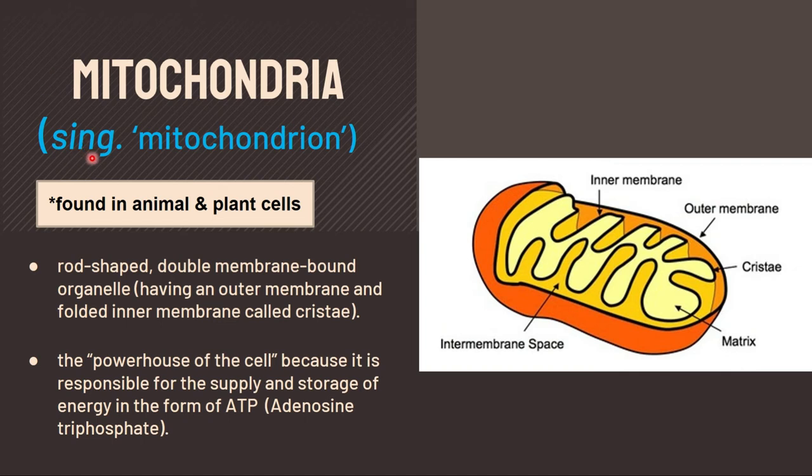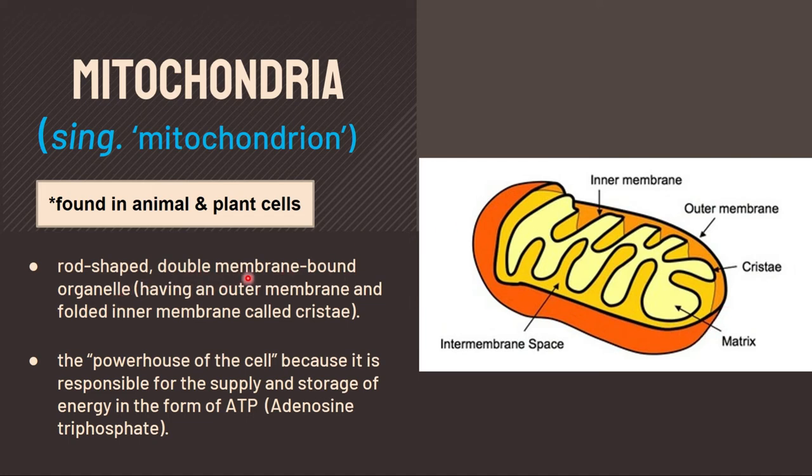Next, we have the organelle called mitochondria, the plural form. If you only refer to a single organelle, we have the mitochondrion. If many, mitochondria. So, mitochondria are found both in animal and plant cells. To describe its structure, the mitochondrion is rod shaped, but some would say sausage shaped, or elongated. It is an elongated structure.